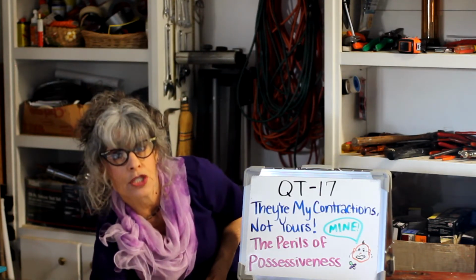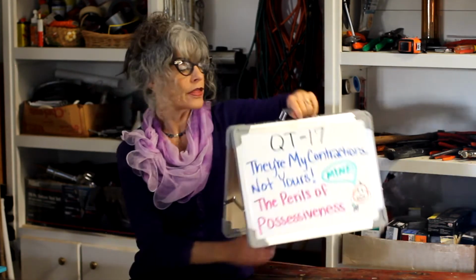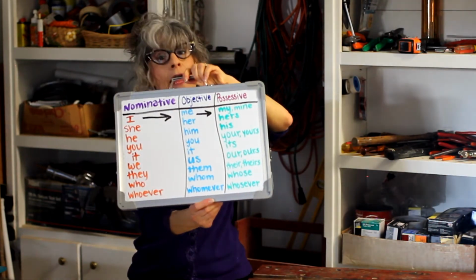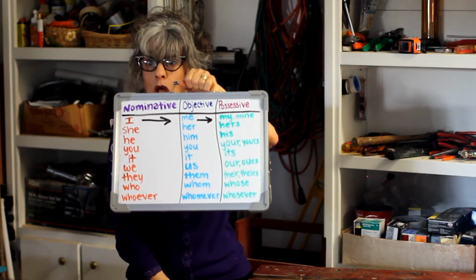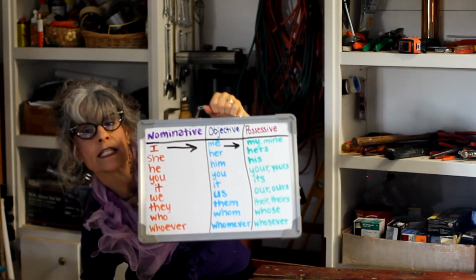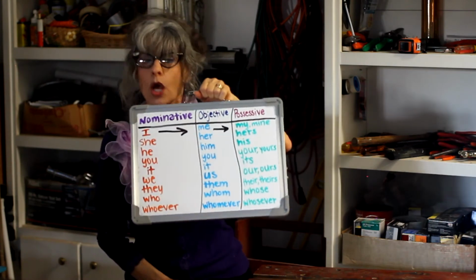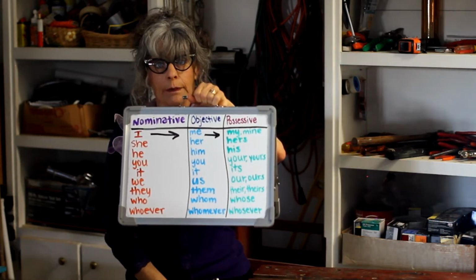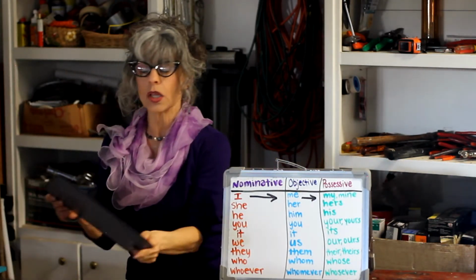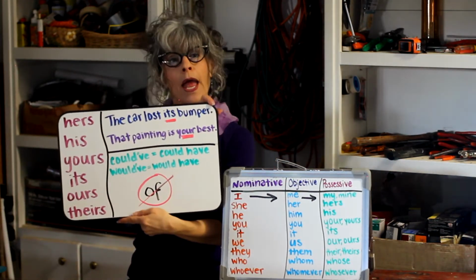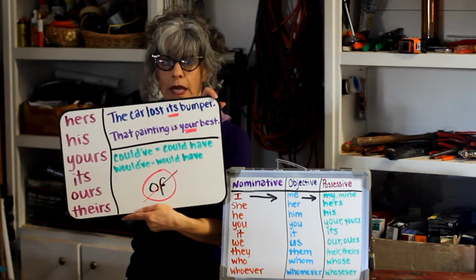Pronouns, which are noun substitutes, have three cases: the nominative, the objective, and the possessive case. Possessive case pronouns show ownership. Something belongs to someone. Notice the possessive case pronouns already exist. We never have to add an apostrophe to them. That's right, never. So we would say the car lost its bumper, and that painting is yours best.